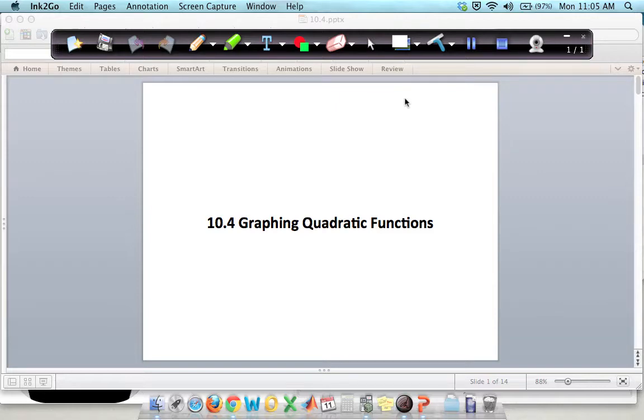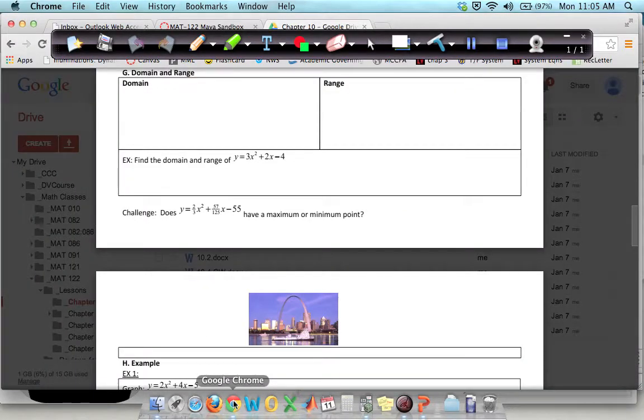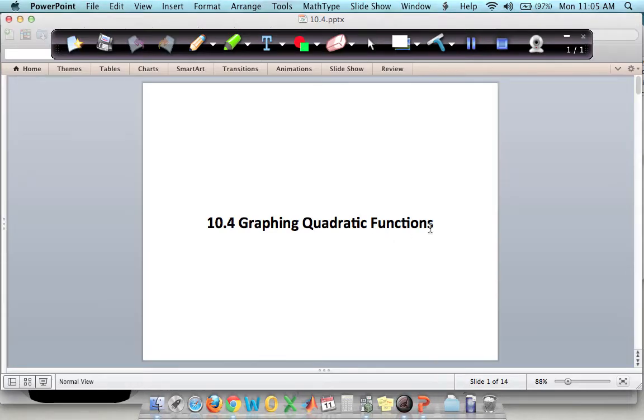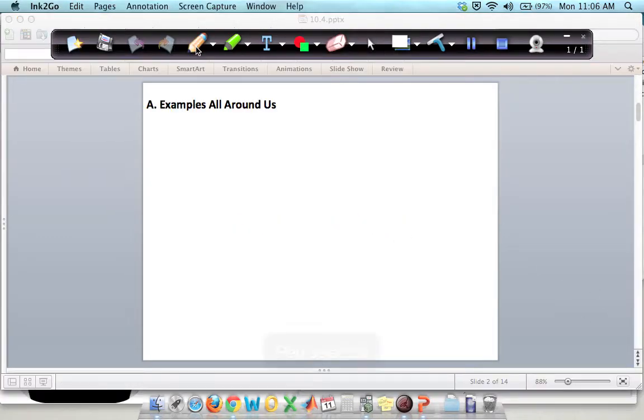Okay, we're going to look at 10.4, graphing quadratic equations, and you're going to need your TI-83 or 84 calculator out because we're going to be using our calculator a lot for this. So there are examples of quadratics all around us, and just to remind you, a quadratic is of the form ax squared plus bx plus c equals 0.